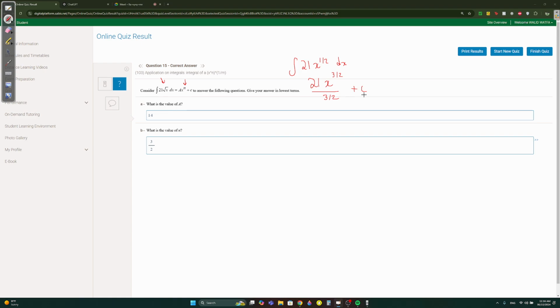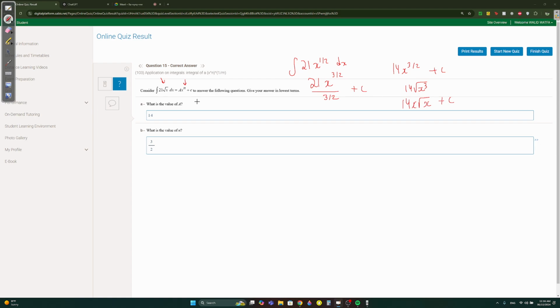21 divided by 3 over 2 is 14. So 14x to the power of 3 over 2 plus c. X to the power of 3 over 2 is root x cubed, right? Which is 14x root x plus c.